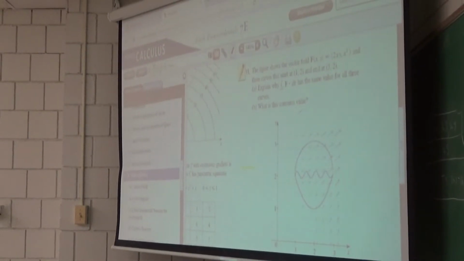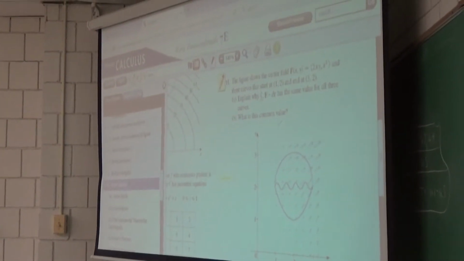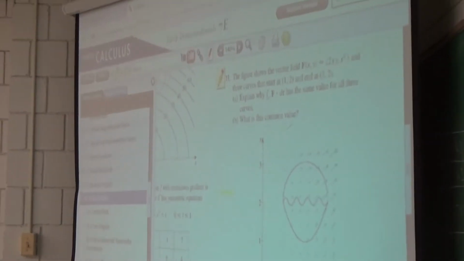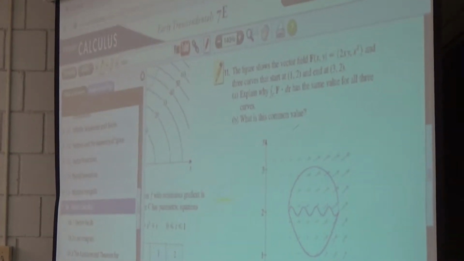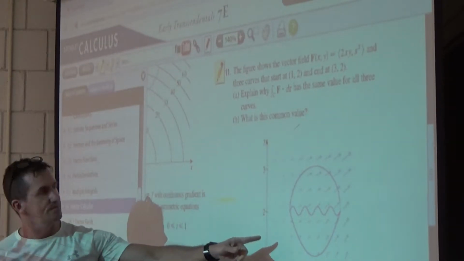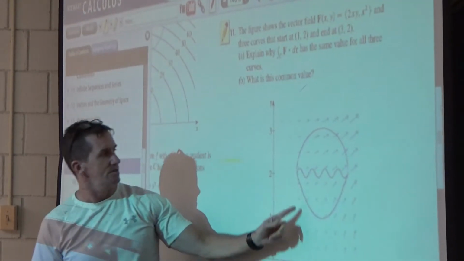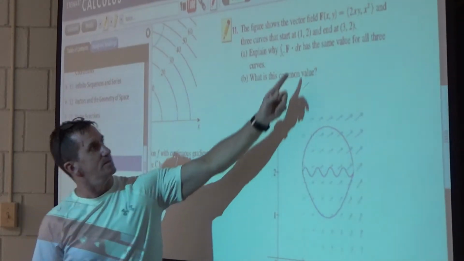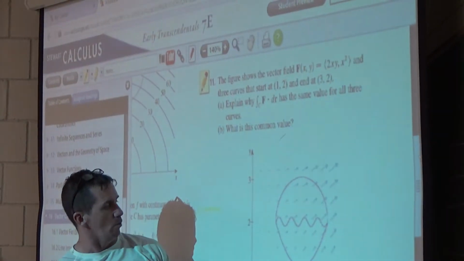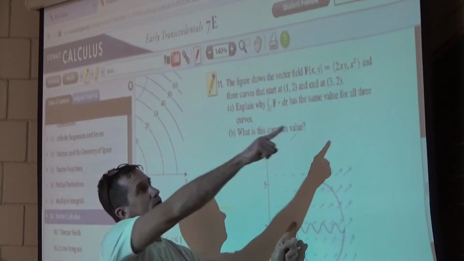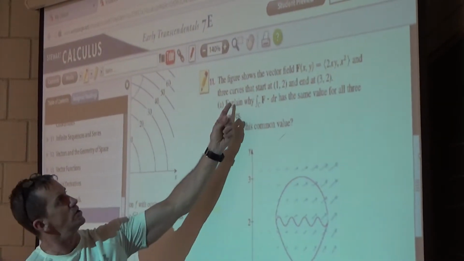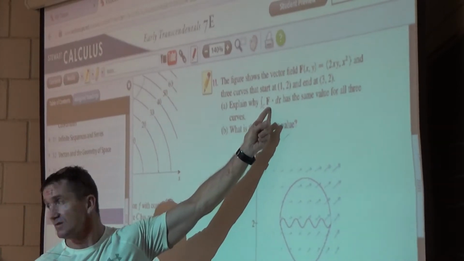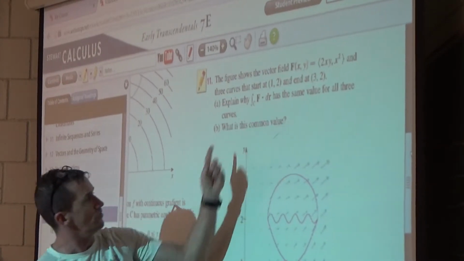It's quite similar to what we were just talking about. But what I like about this problem, everyone, is it saved me time writing on this board, they already got a vector field. So everyone see this vector field here? They got all these vectors. And they're talking about a path here. The path you got to take is from the point 1, 2, that's right there, to the point 3, 2. They go, could you explain why the line integral has the same value for all three curves?